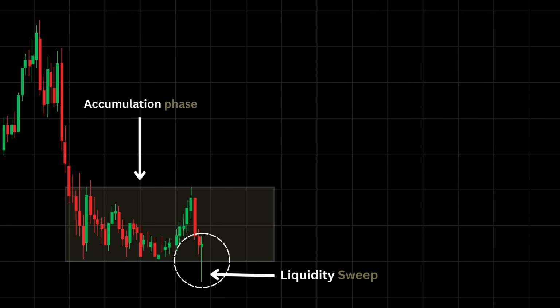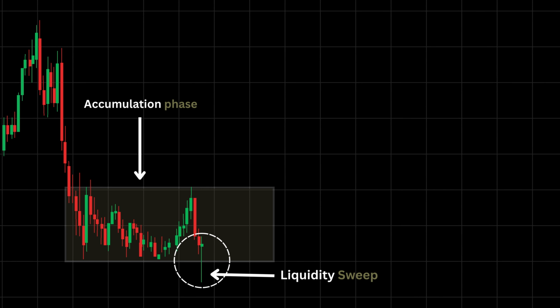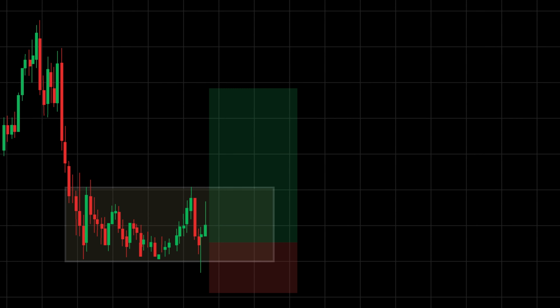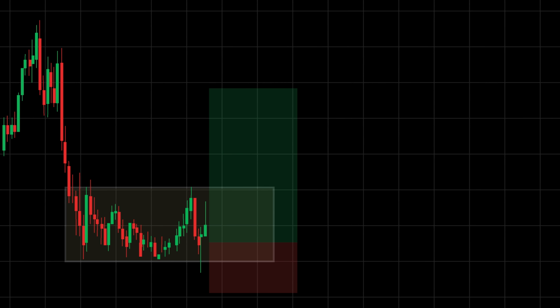Next comes the liquidity grab. Price breaks below support, triggering sell stops and attracting breakout sellers. But here's the twist. If the next candle closes back inside the range, that's your signal. The trap has been set. Smart money is stepping in and accumulating.